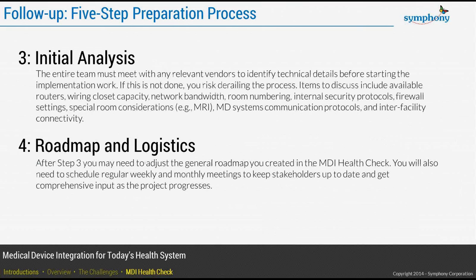Okay, then we have an initial analysis, and I kind of got into this a little bit already. The idea here is to make sure that your existing infrastructure is sufficient to support the implementation you're about to put in place. So, if you have devices that require static IPs, for example, that means getting those allocated, making sure you've got enough wires, making sure that the wiring closet has the capacity to add more routers if that's what's needed, and if not, where are we going to put them?